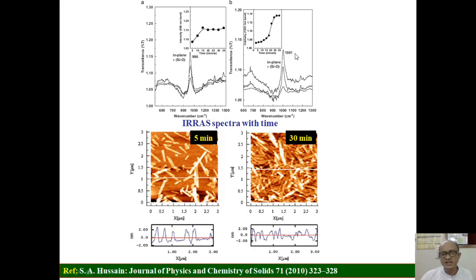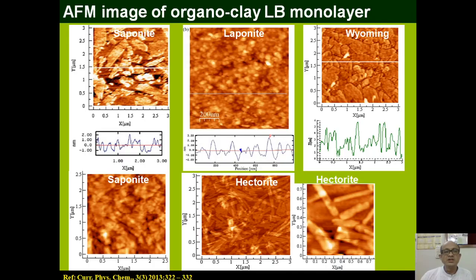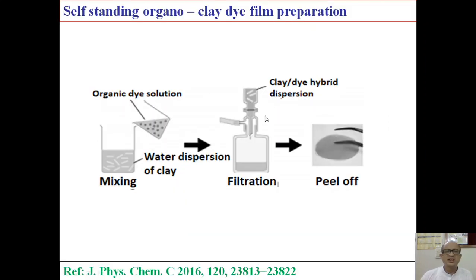Similarly here also, this is another clay. Similarly, through AFM you can see this is an image of a film taken after 5 minutes, this one after 30 minutes, and here the concentration is higher, so one can have an idea about the interaction through this process. These are some representative images of different types of clay: saponite, laponite, Wyoming, hectorite. You can see the thickness is of the order of 1 to 2 nanometer, so it's a natural nanomaterial.